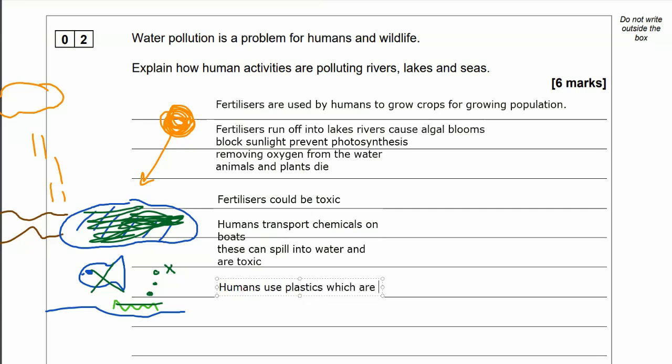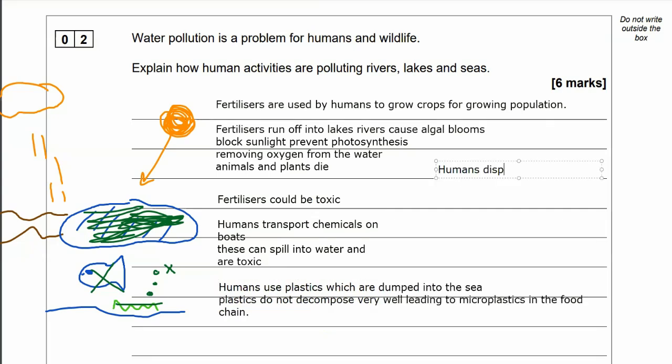Of course, humans use plastics, which are dumped into the water and landfill sites and end up getting themselves into the sea. Animals can get trapped in them, but also plastics don't decompose fully. They're non-biodegradable and they can form microplastics, which get into the food chain and the ecosystem and cause harm. Let's not forget herbicides and pesticides used by humans on crops can end up in food chains and they're toxic and can cause harm.